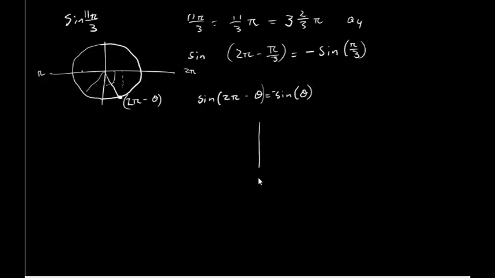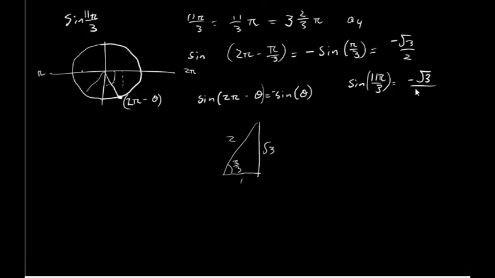And sine of pi on 3 is square root of 3 over 2, except it's negative because we're in the fourth quadrant. So my final answer, sine of 11 pi on 3, is simply minus root 3 over 2.